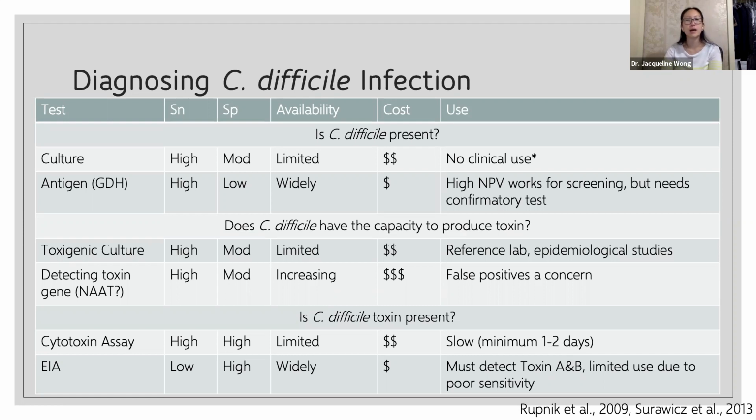So some reference labs will use a two-tier approach, for example, screening with an antigen-based test like GDH and then confirming with a toxin assay or a nucleic acid amplification test-based assay, and some reference labs will go straight to a PCR-based test for the toxin gene.